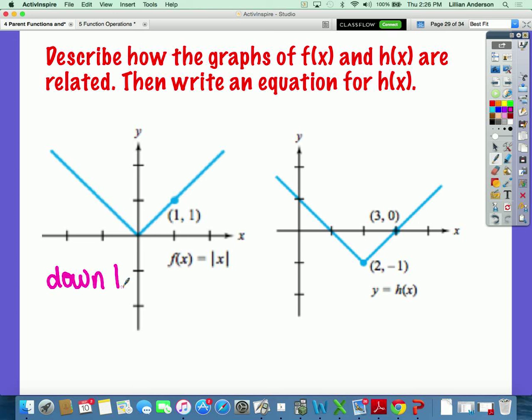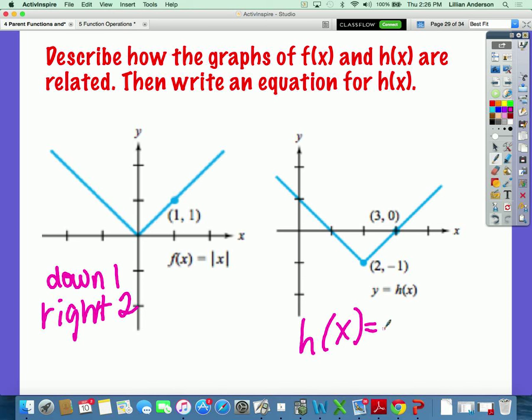There's one more transformation, with a raised hand. Aiden. It shifted to the right 2. So that's how you describe how they're related. Now it's time to write this function. I have to show that I went down 1 and right 2.